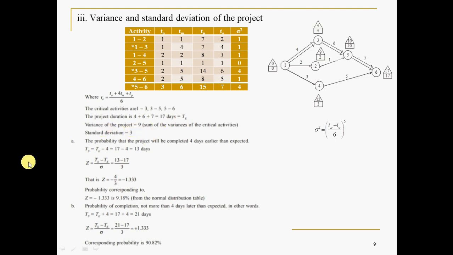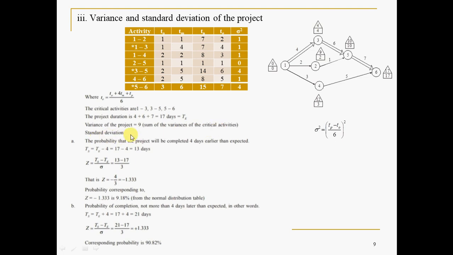Variance of the project means, please check here, you are not required to sum up all these values. Sigma square is the variance. Variance of the project means the variance of the critical activities. These are not critical activities. The activities which are marked with a star are the critical activities. So sigma square of those activities is 9. You can see 1 plus 4, that is 5. 5 plus 4, that is 9. Sum of the variances of the critical activities. Then automatically the standard deviation is 3.